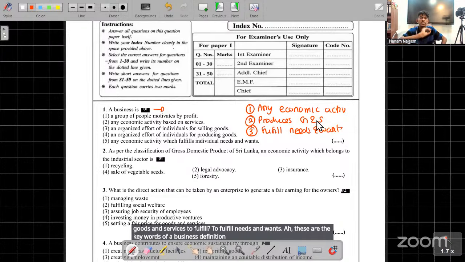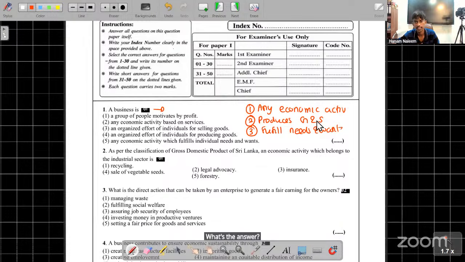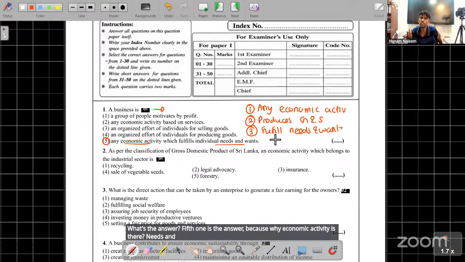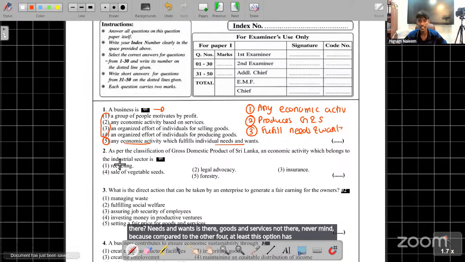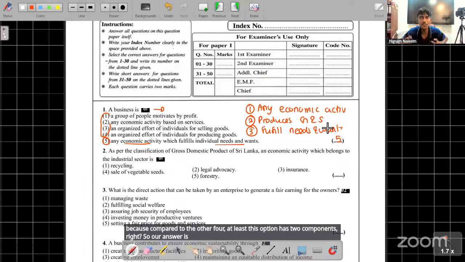These are the key words of a business definition. Based on that, what's the answer then? Fifth one is the answer. Because economic activity is there, needs and wants is there, goods and service not there. Never mind. Because compared to the other four, at least this option has two components. Fine. So the answer is the fifth one. I have said it to you all.